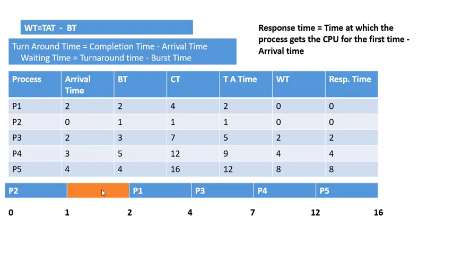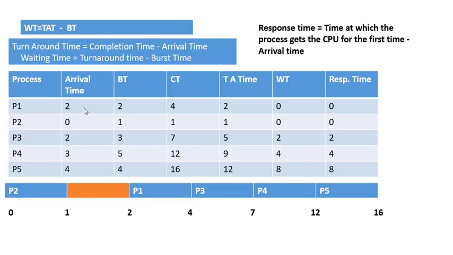I will display that in a different color, because you can consider this as idle time for the CPU, because in this time there is no process in the running state. I hope you understand this, because P2's burst time is only 1 and the next process will come at 2. So from 1 to 2, for 1 unit of time, your CPU remains idle.